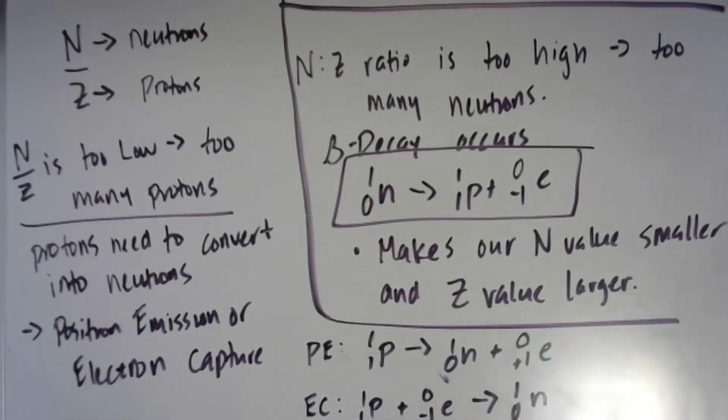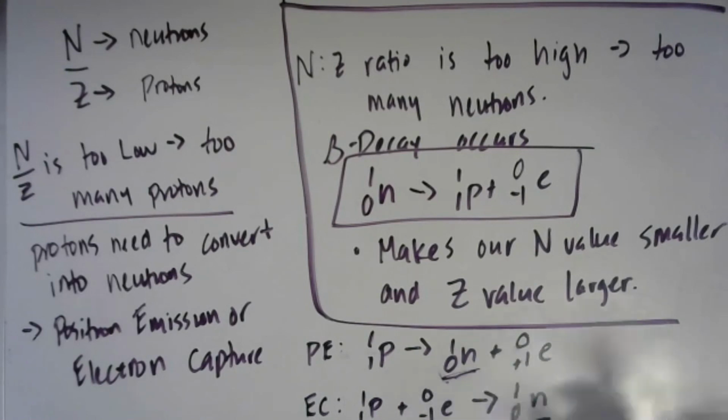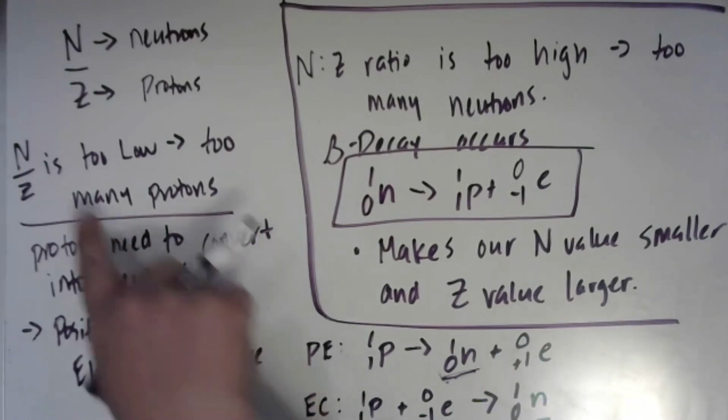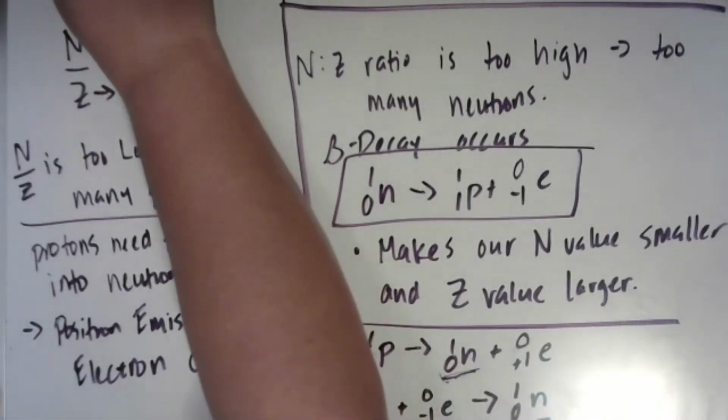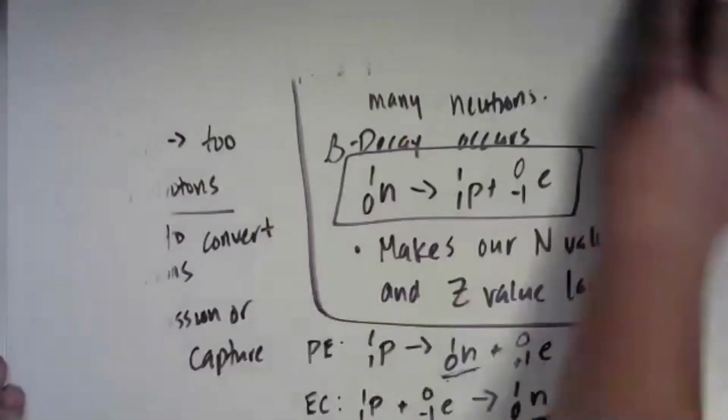So in both of these cases, your proton values are going to get lower, and you have neutrons on the product side, so your neutron values are going to get higher. So that's going to fix an N to Z ratio that's too low. All right, so hopefully that makes sense. We have 6 examples overall, and we're going to look at the isotopes and figure out whether they're decaying via beta decay or positron emission.